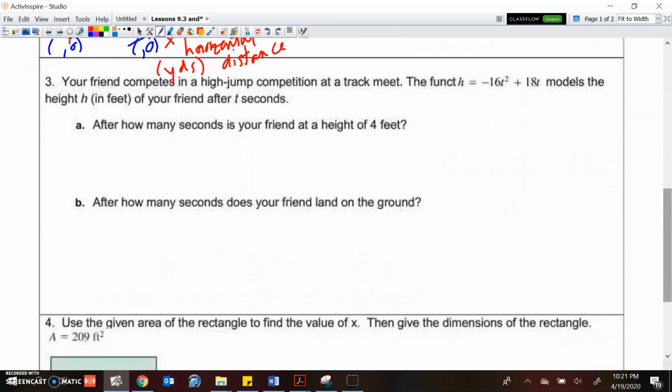Okay, number 3. Your friend completes a high jump competition at a track meet.